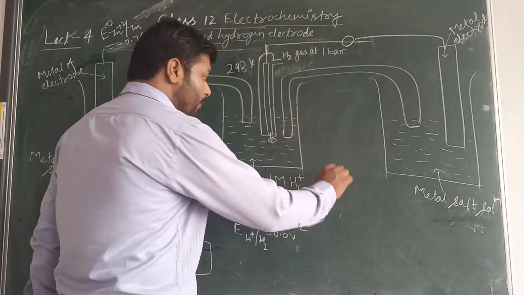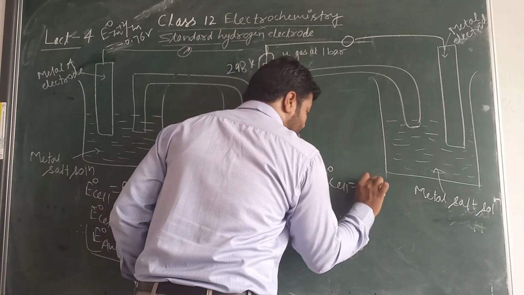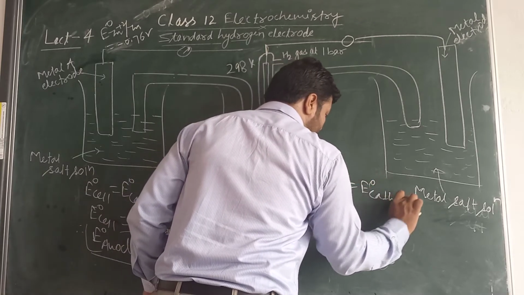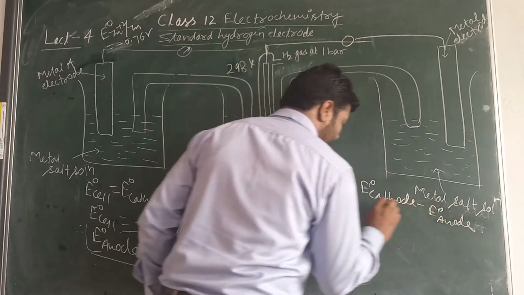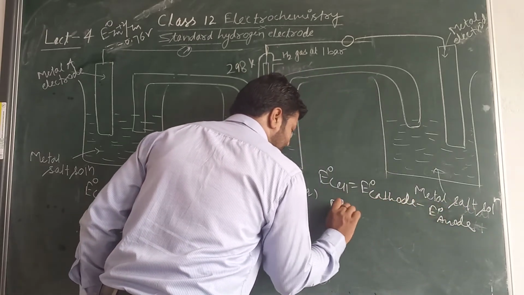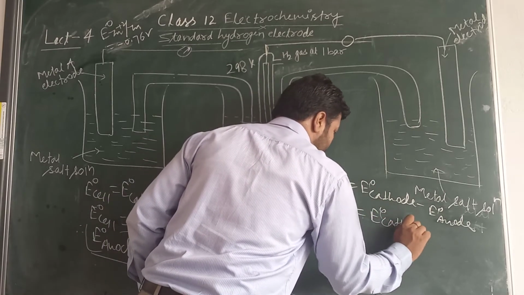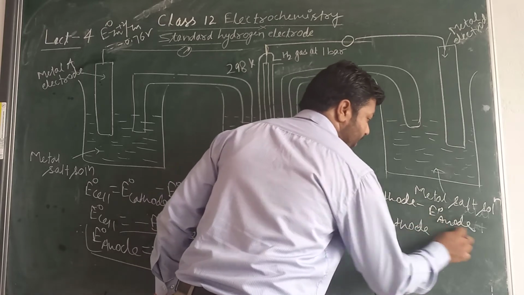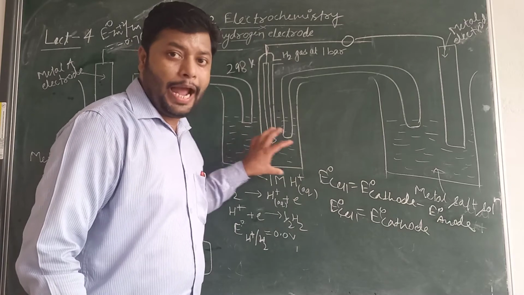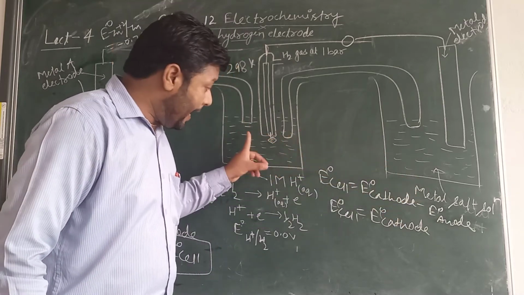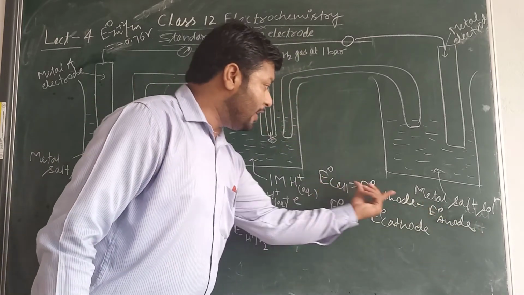In that category, E naught cell is equal to E naught cathode minus E naught anode. So E naught cell will be equal to E naught cathode, because at the anode the hydrogen electrode is there, but the hydrogen electrode potential value is 0.0 volt, so this will be 0, so E naught cell will be E cathode.